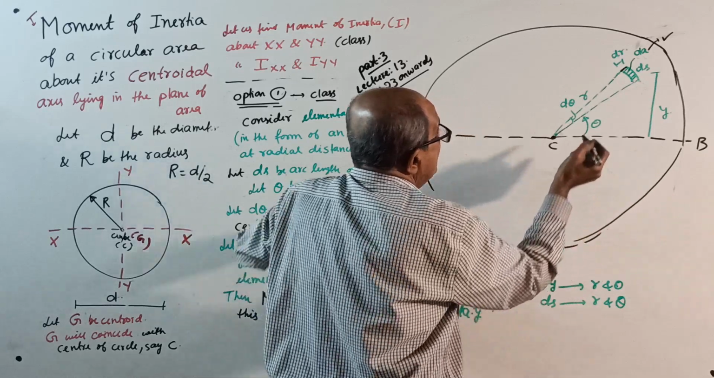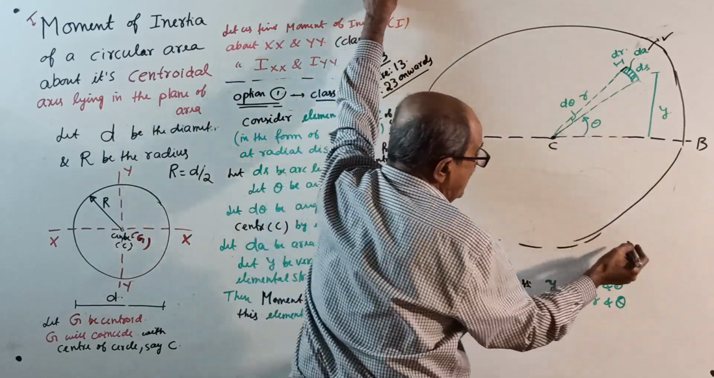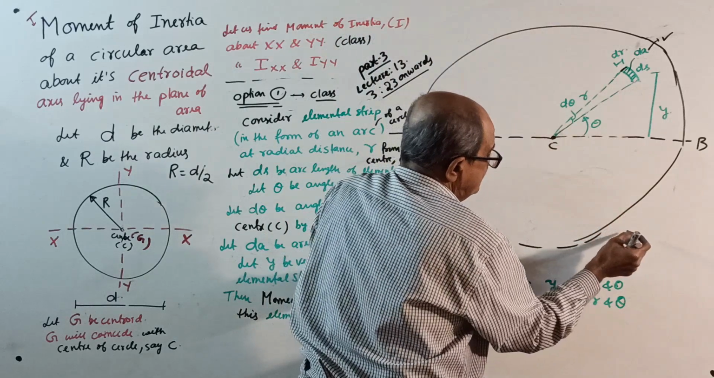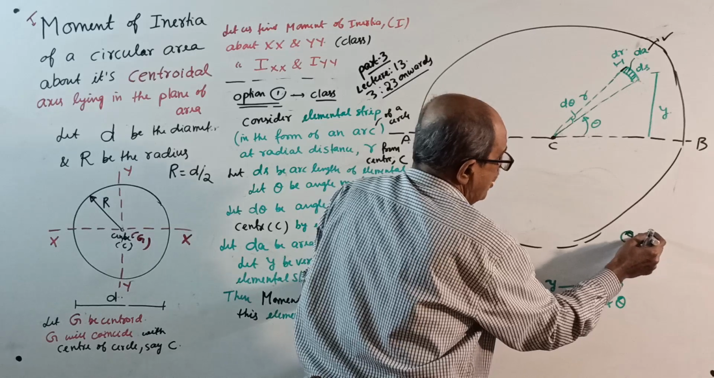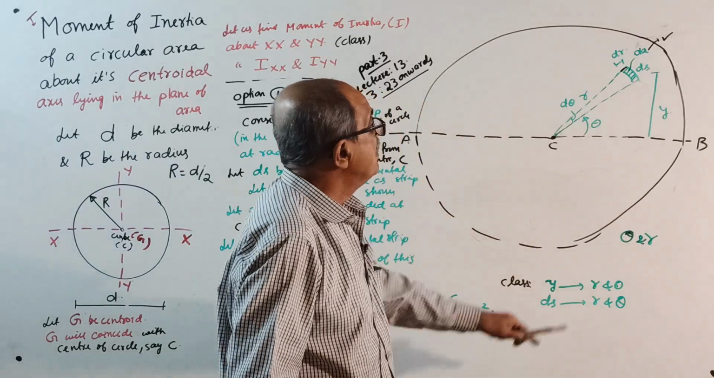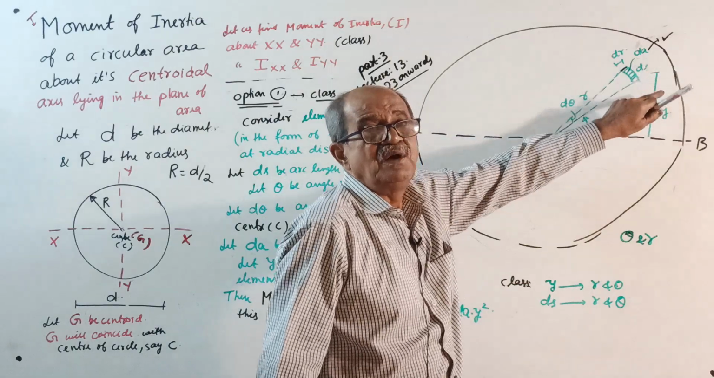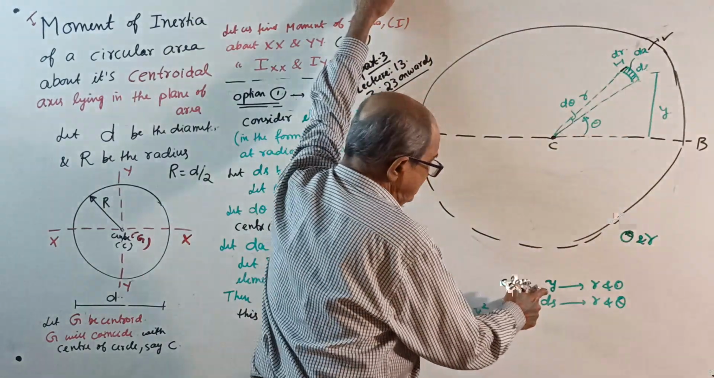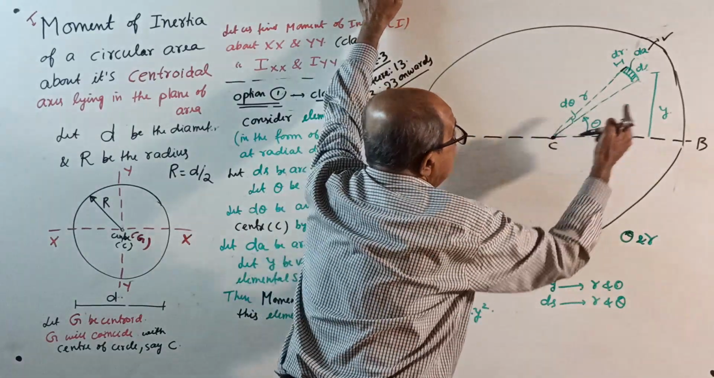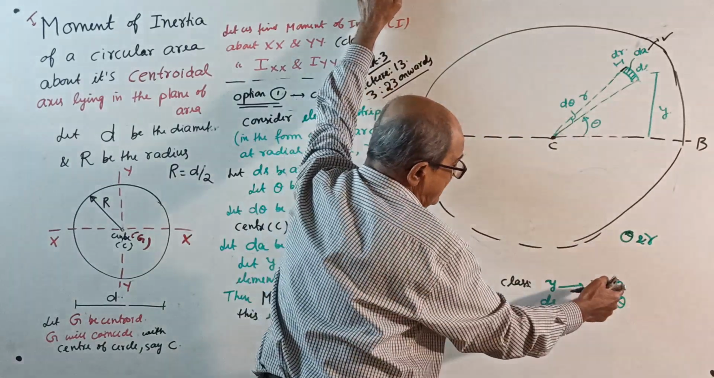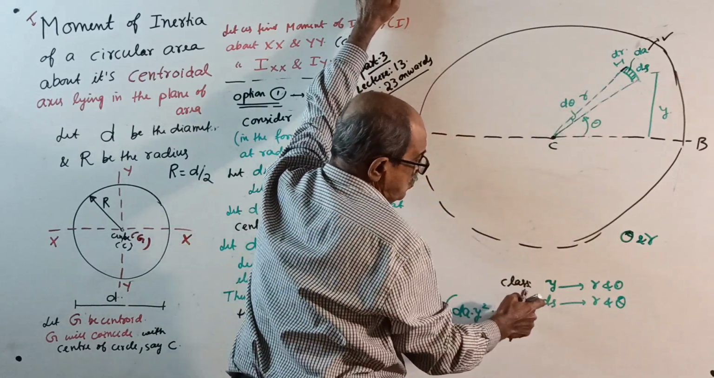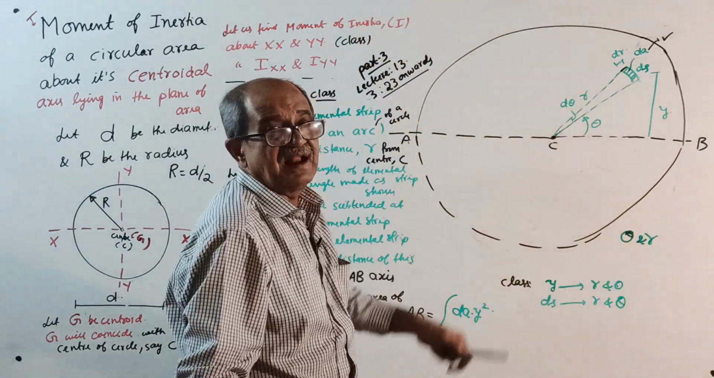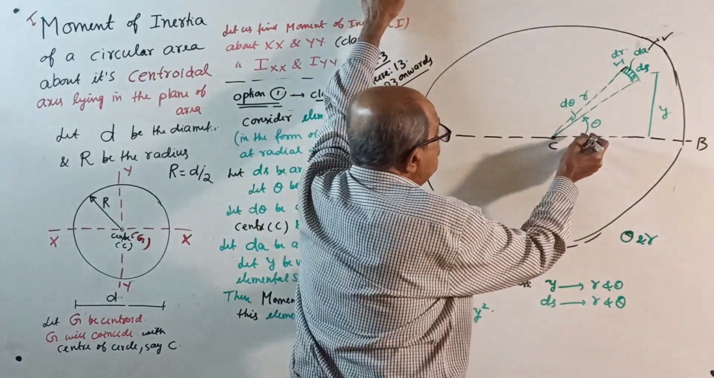Before I remove this, our variables later are going to be theta and r, small r. Even though y is the variable here, we will convert that y in terms of r and theta, and even ds also we will convert to r d theta rather. Okay, then how does your theta vary?